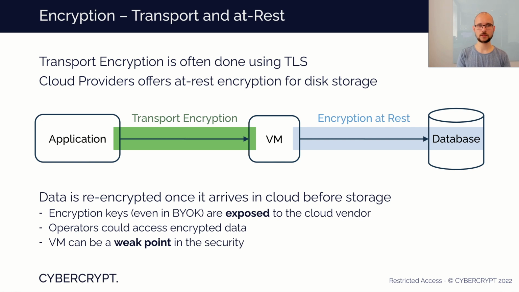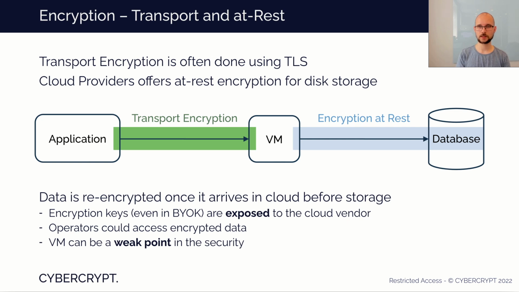And the problem here is that you encrypt data at the application, and then it is decrypted at the VM, and then the VM re-encrypts it and stores it in the database. So the first problem here is that the data is in plain text in the VM. So the VM here becomes a weak point in your security. If someone gains access to the VM, they can see basically all the data that's flowing through it, and the VM will also have access to all the data in the database.